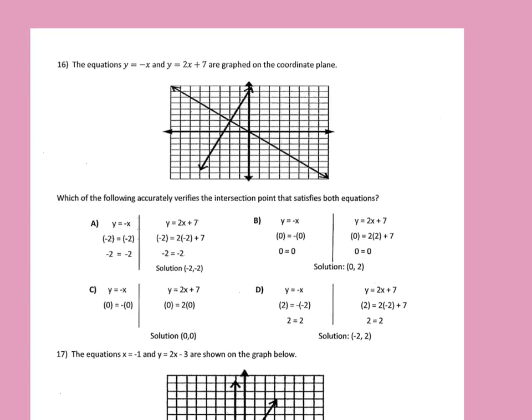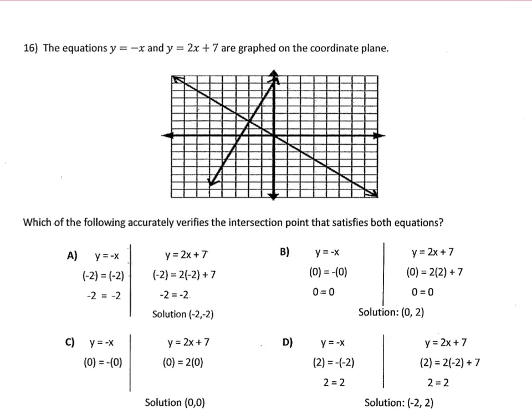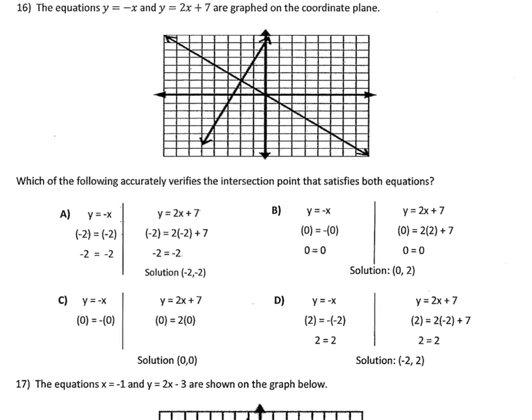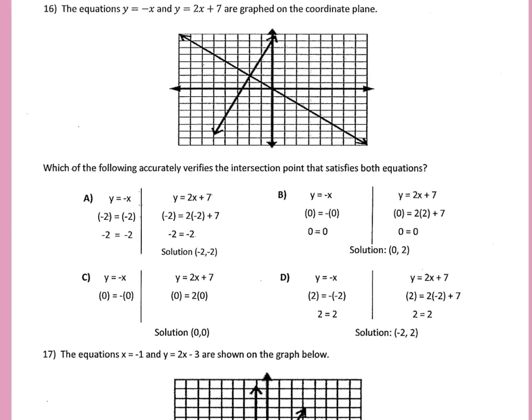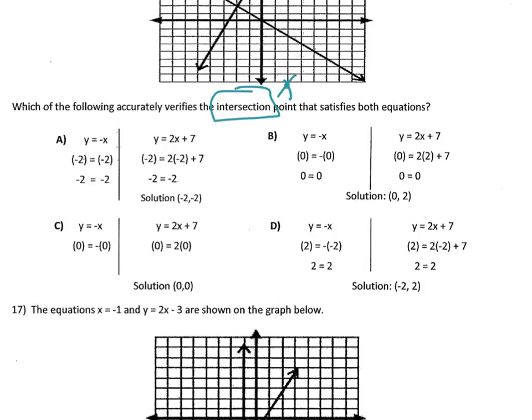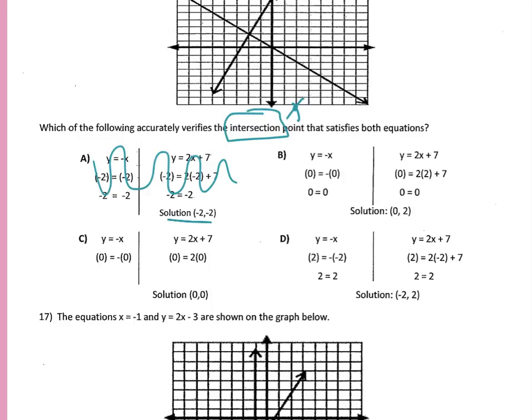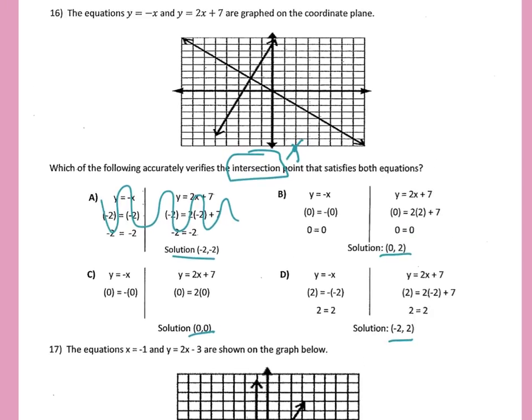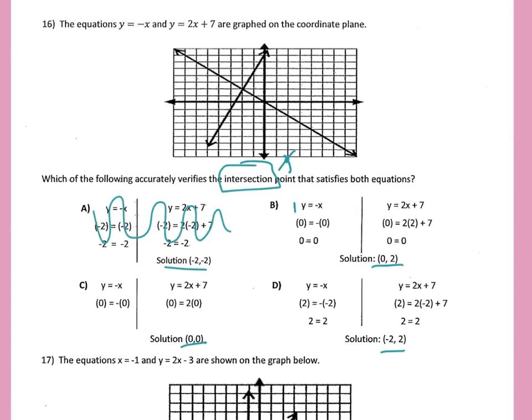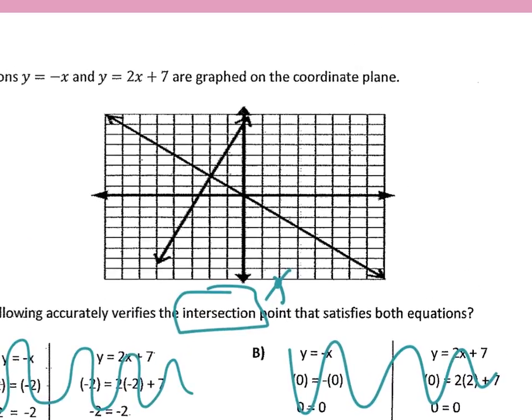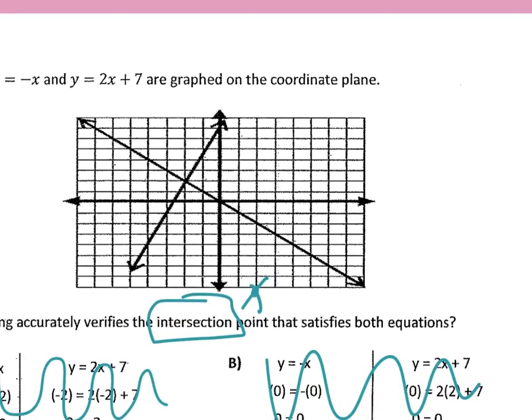On number 16, the equations y equals negative x and y equals 2x plus 7 are graphed on the coordinate plane. So it's already graphed for you. You don't have to graph those linear equations. They're there for you. Which of the following accurately verifies the intersection, which means where they cross, right? That satisfies both equations. Don't get mixed up by all of this, because it's going to give you a solution in the form of a coordinate, an ordered pair. And so that's all you really need to look at. Don't let this stuff trip you up. So look at your graph. Look at where those two lines intersect.